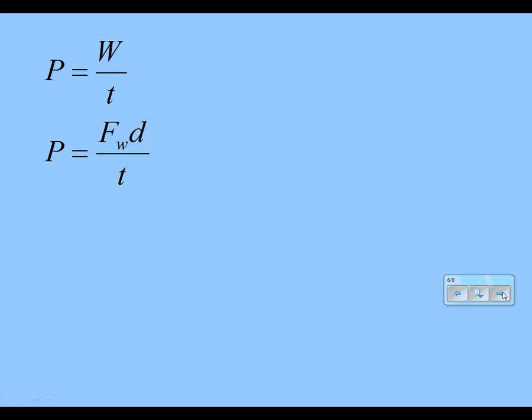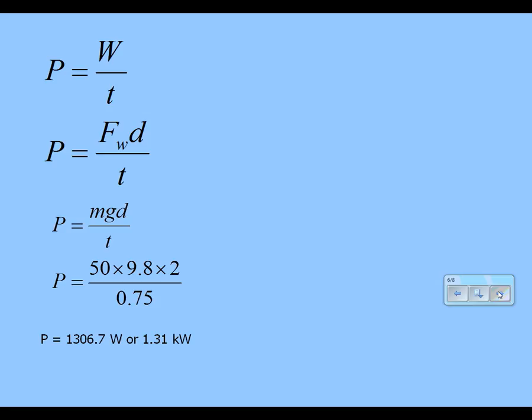Power is work over time, so in this case it's weight force times the distance divided by the time. That's mgd, mass times gravity times distance. So 50 times 9.8 times 2 divided by 0.75. Is that the time? That seems like an awfully short amount of time. 2 meters, yeah, I guess. 1,306.7 watts or 1.31 kilowatts.